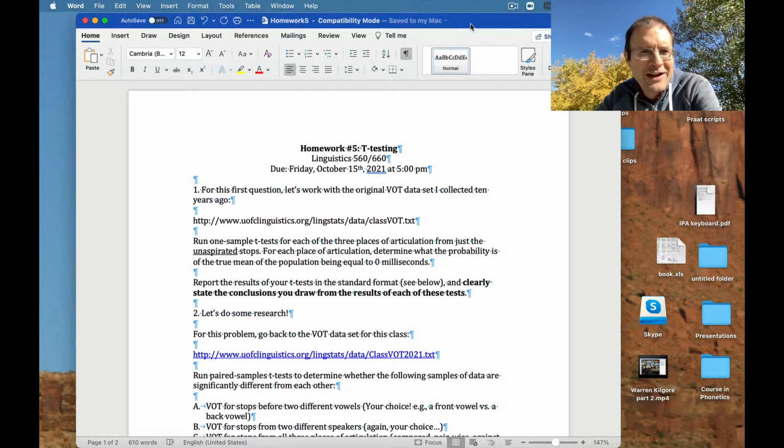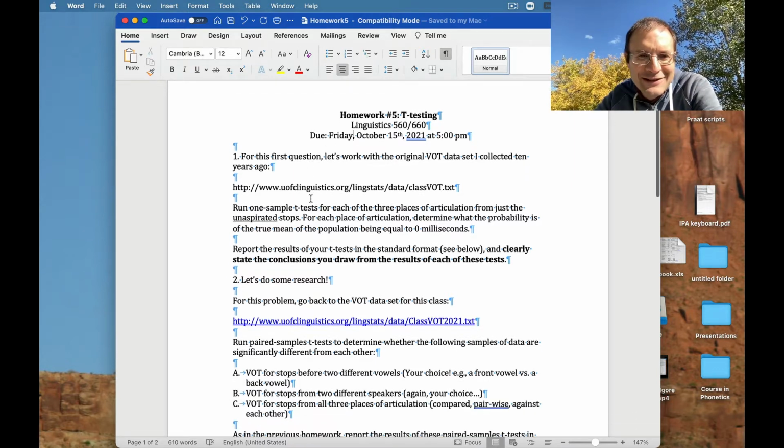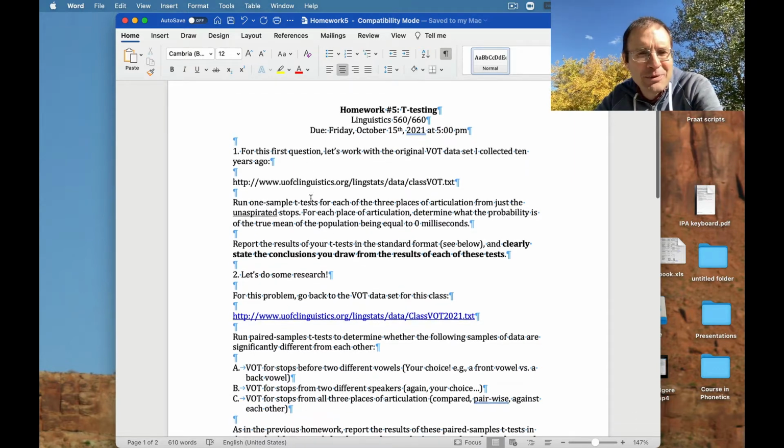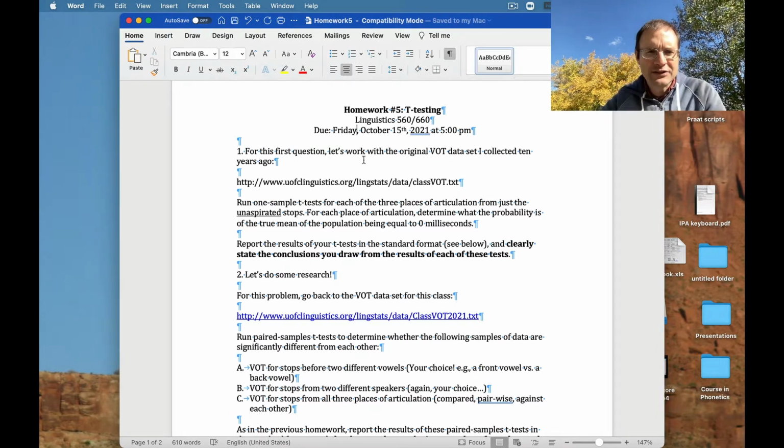Okay, hello everybody. I just want to walk you quickly through homework number 5, which is about t-testing, and it's due a little over a week from now. I'm still waiting here for your homework number 4s to come in, but right on its heels, we got another one about t-testing, which hopefully will not be as involved R-wise for you, but will still involve a fair amount of thinking. So yeah, let me just give you the basics.